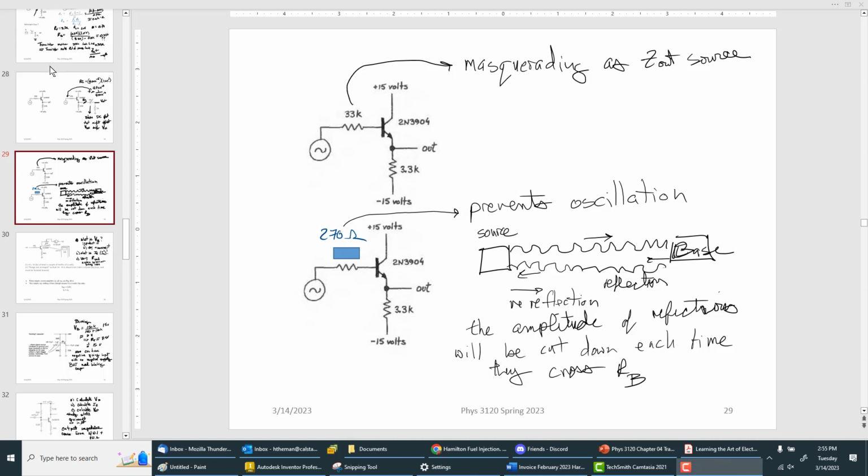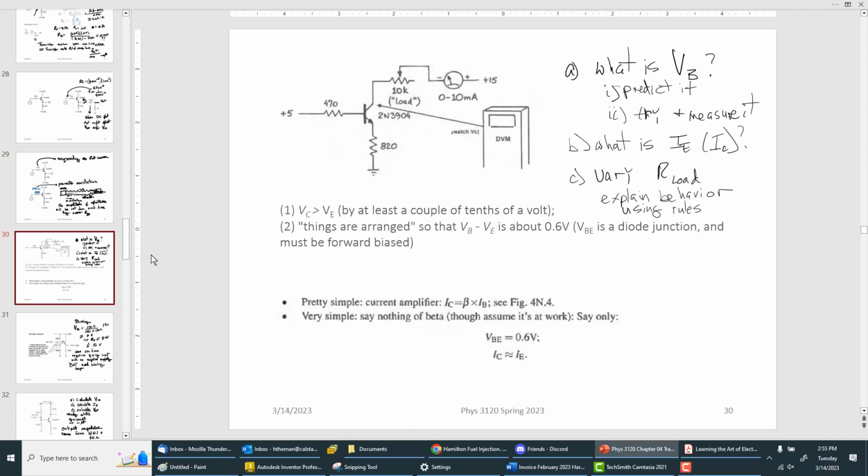Okay, so I think that's the end of the emitter follower. I'm going to double check here. What's the next slide? Okay. So now the next thing after the emitter follower is the current source.